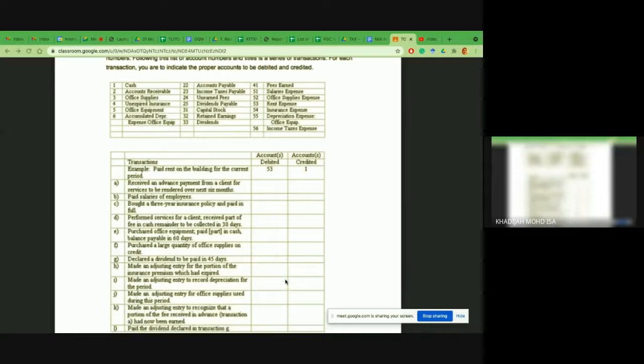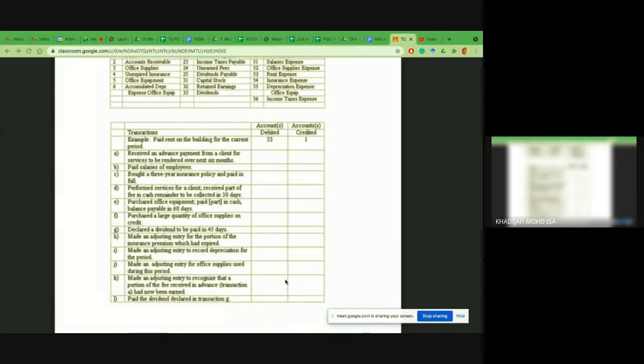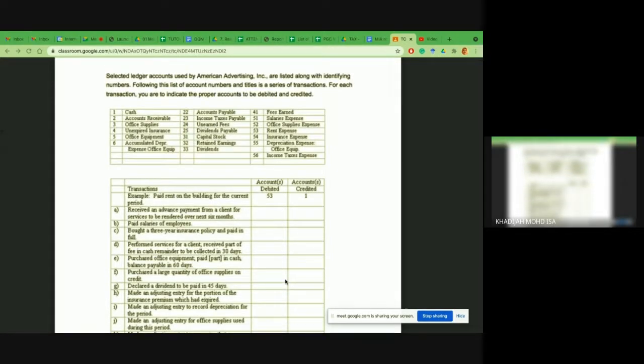Okay, let's see. What you are required is that listed random numbers indicate proper accounts to be debited and credited. Example, when you pay rent on the building for the current period, debit, of course, you have to credit your cash. Number 153 is rent expense. So in this case, it's very clear because it's for the current period. So when it's current period, then you don't have to do adjustment. No adjustment. So you just record into your rental expenses.